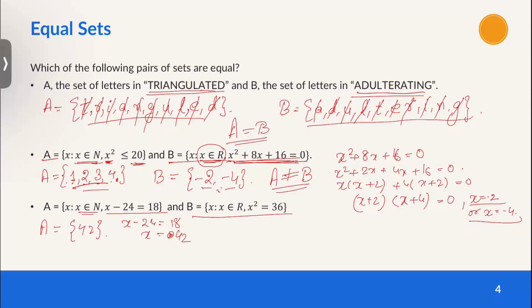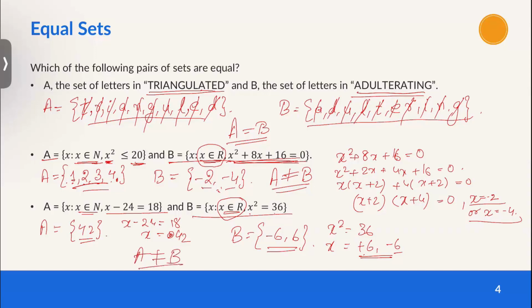And B is such that it is real numbers and x square is equal to 36. If x square is equal to 36, x can be either plus 6 or minus 6. Now we have to see if plus 6 and minus 6 are real numbers. Yes, they are. So B will have two elements, minus 6 and plus 6. Now A has one element and B has two elements, and all the elements are not the same in both the sets. So here also A is not equal to B.